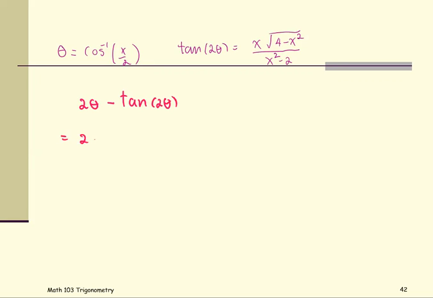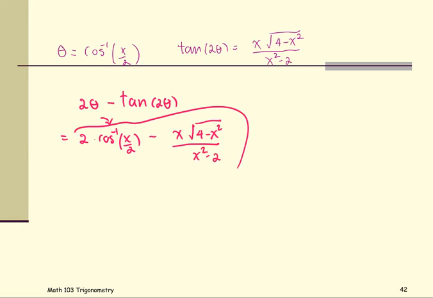Theta is the inverse cosine of x over 2, and then we subtract the expression in x for the tangent of 2 theta, which is x times square root of 4 minus x squared, all divided by x squared minus 2. Now we have the expression just in terms of x for 2 theta minus tangent of 2 theta.